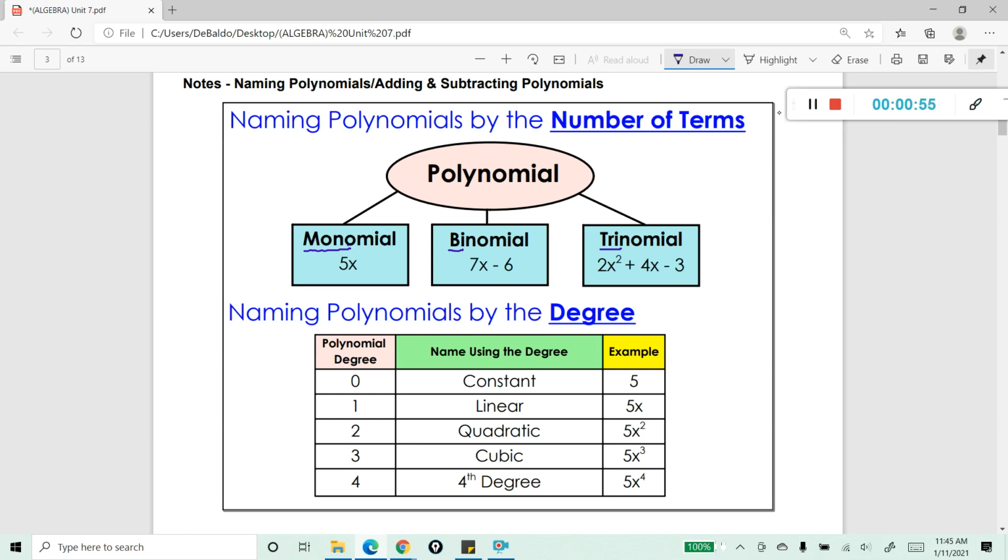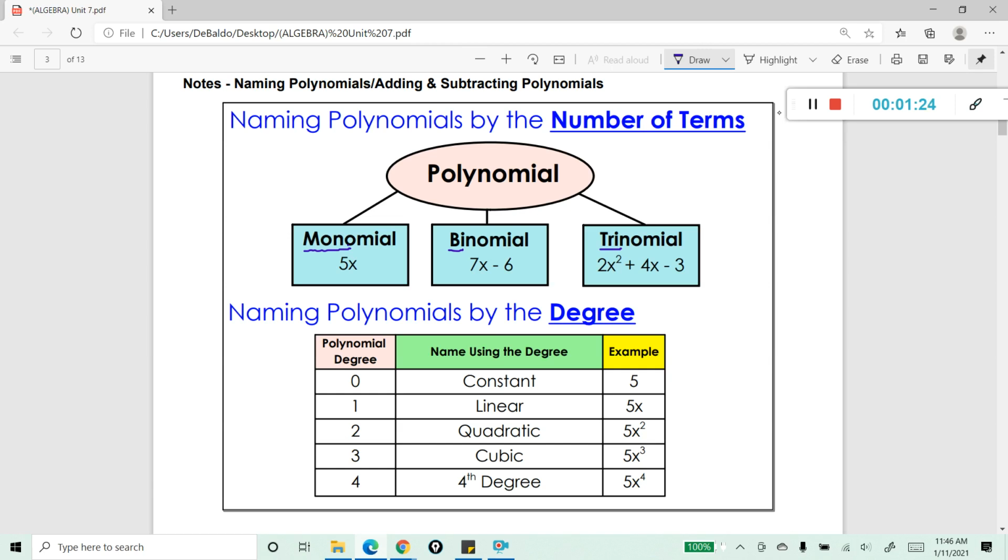Now, you can also have a polynomial that has four terms, and we would just simply call that a polynomial. But not to be confusing, all three of these that you see here in blue are also polynomials. They just have very specific names that are listed here. Okay, now that we know a little bit about what a polynomial is, that's how we would name a polynomial, by the number of terms.